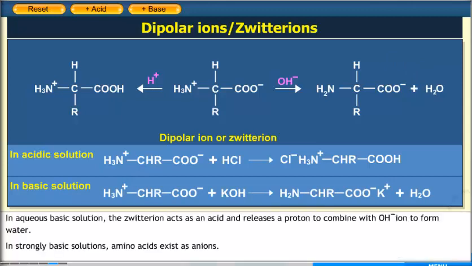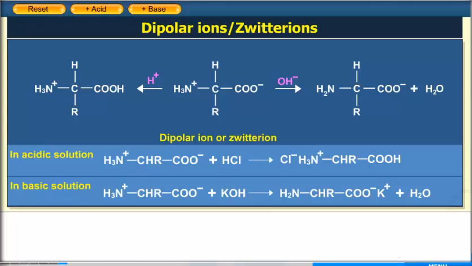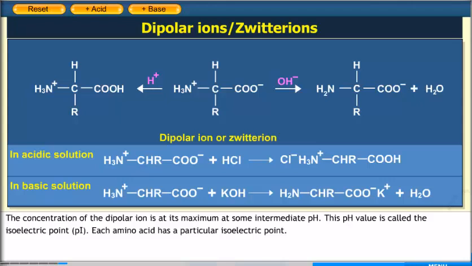In aqueous basic solution, the Zwitterion acts as an acid and releases a proton to combine with hydroxide ion to form water. In strongly basic solutions, amino acids exist as anions. The concentration of the dipolar ion is at its maximum at some intermediate pH. This pH value is called the isoelectric point. Each amino acid has a particular isoelectric point.